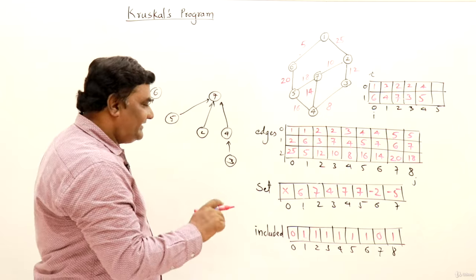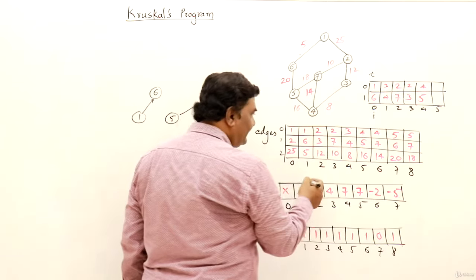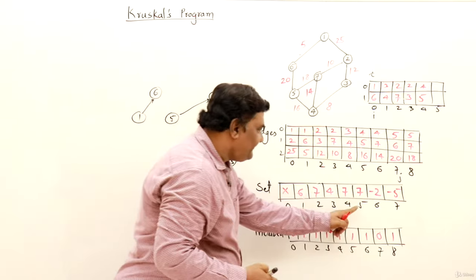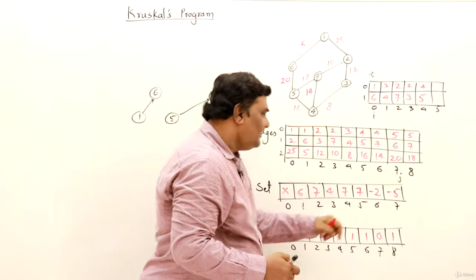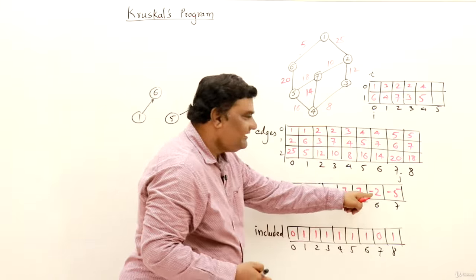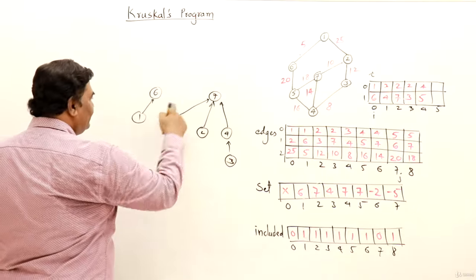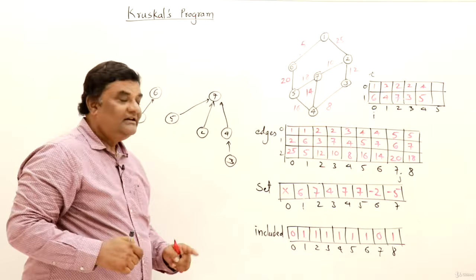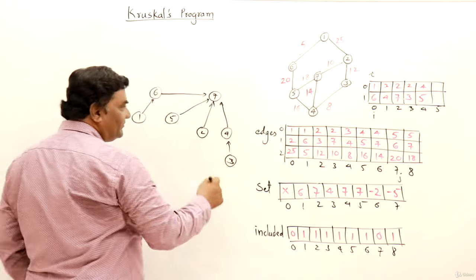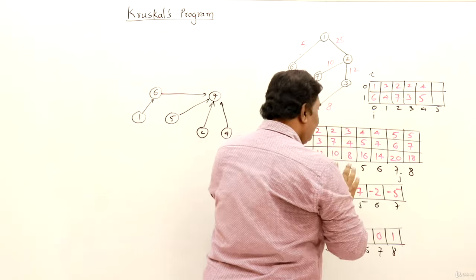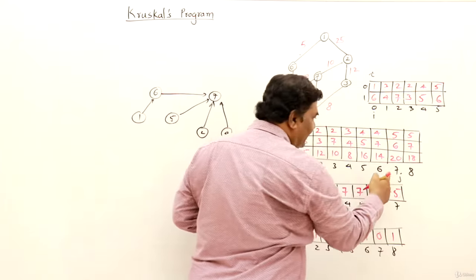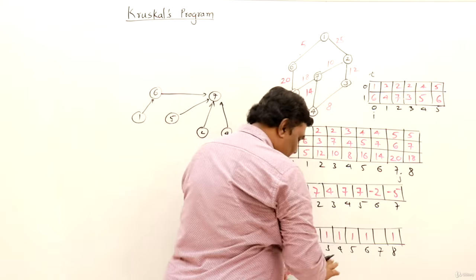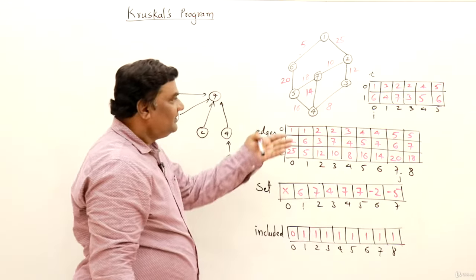Okay. Then next, find the next minimum. After 18, the next minimum is 20. 5 comma 6. Find 5, it is 7. Find 6, 6 itself is a parent. So find 5 is 7, find 6 is 6 only. These are different sets, so they are not forming a cycle. So just include this one. This 5 comma 6 is included in the solution, and mark this as 1. So the seventh one is 1. This is included. Now that's all.